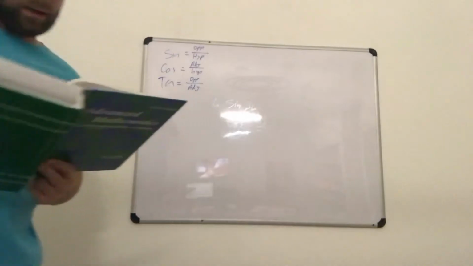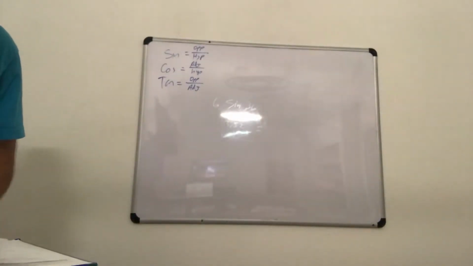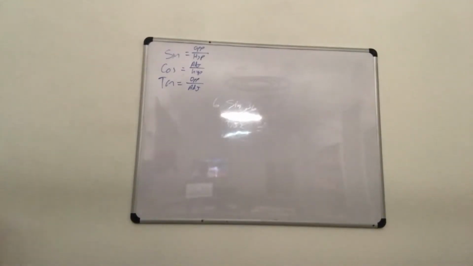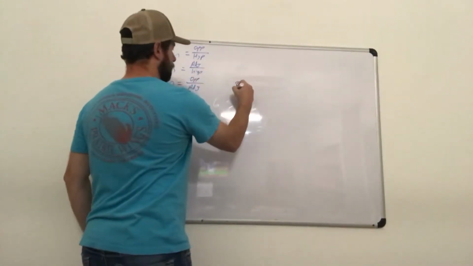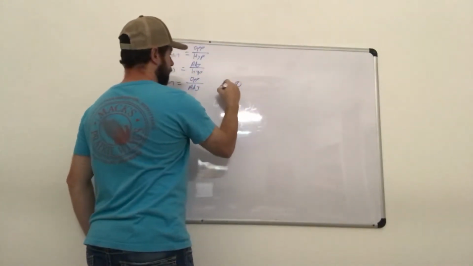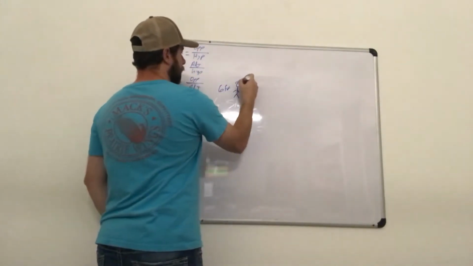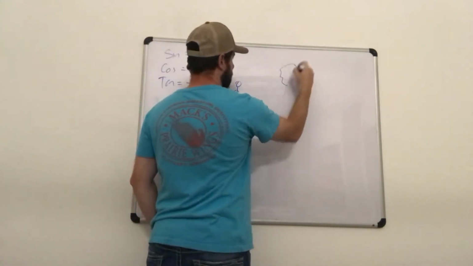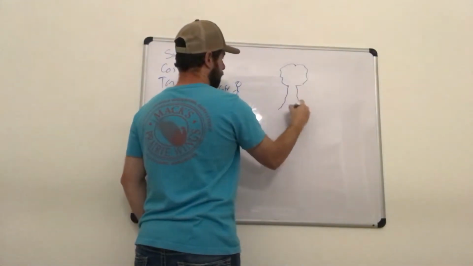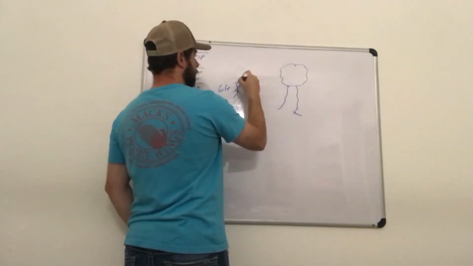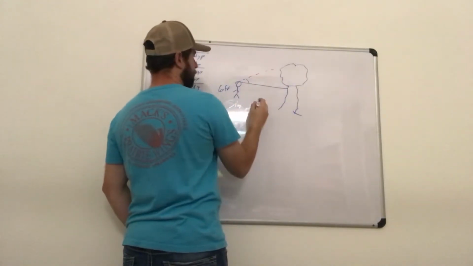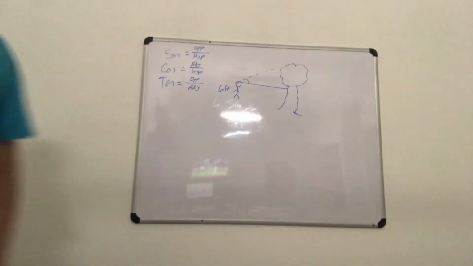It just says a man 6 feet tall is 200 feet from a tree, and he measures the angle of elevation to the top of a tree. So a man 6 feet tall measures the angle of elevation to the top of a tree. You got a beautiful tree here. There's his angle of elevation here. And he is 6 feet tall.